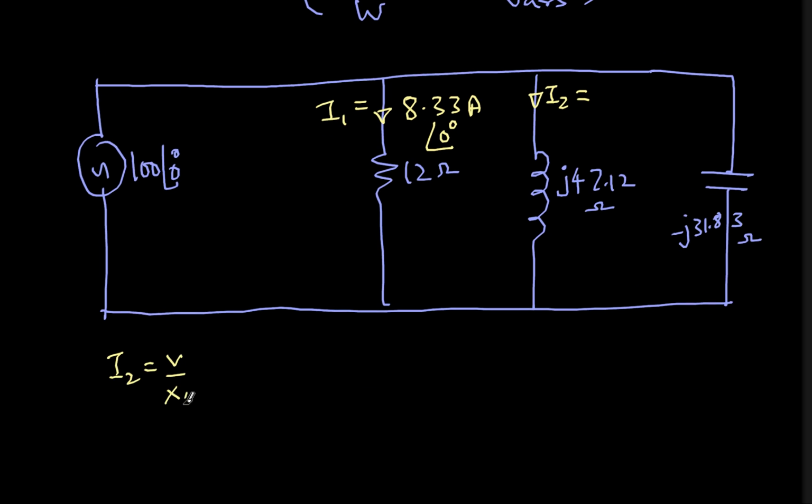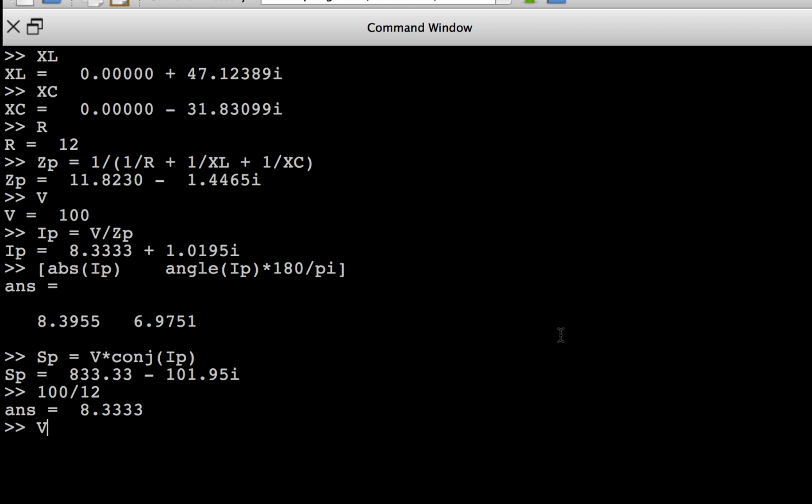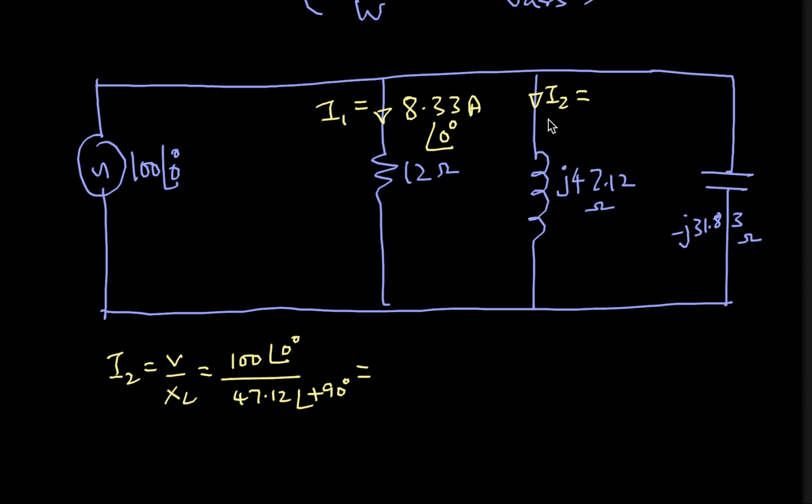Because J is there, if I want to find I2, it is V by XL, that is 100 angle 0 degrees divided by 47.12 angle 90 degrees. It is plus 90 degrees, but it will go into the numerator and becomes minus because of the division. So V divided by XL gives 2.122 amperes, purely reactive current, 2.122 angle of minus 90 degrees.